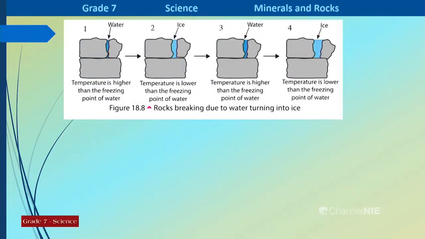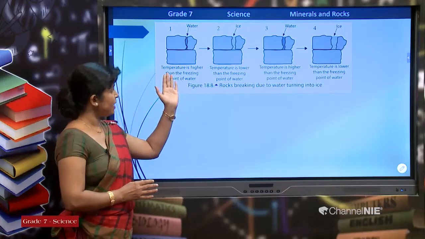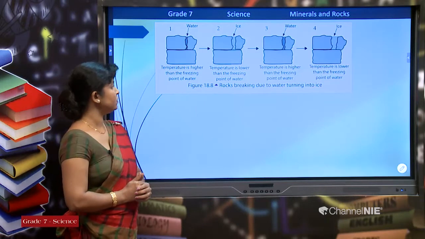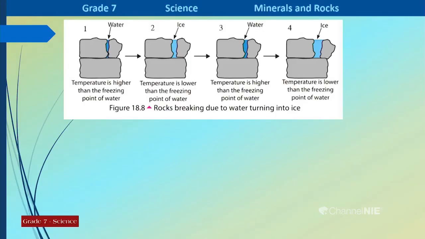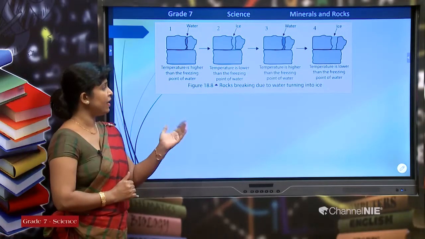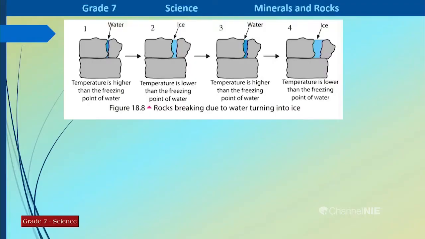I think you all have got your writing books and textbooks in your hand. Have a look at page number 105 in your textbook, figure 18.8. This diagram shows you how the breaking of rocks takes place due to water turning into ice. In the first picture, you can see there is a cavity in the rock. Can you see it? There is a small cavity in the rock and the cavity is filled with water, right?